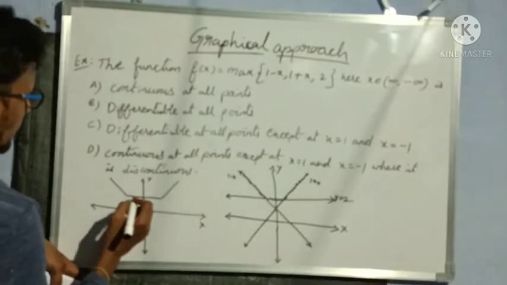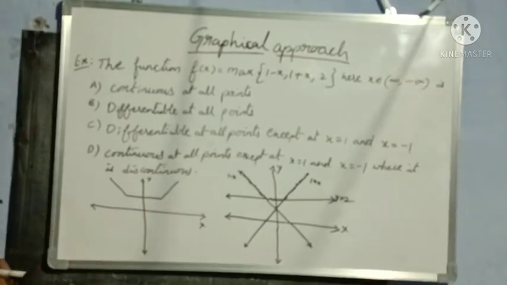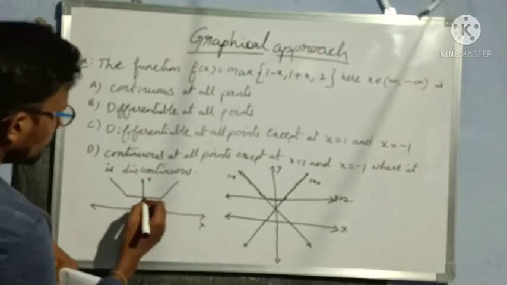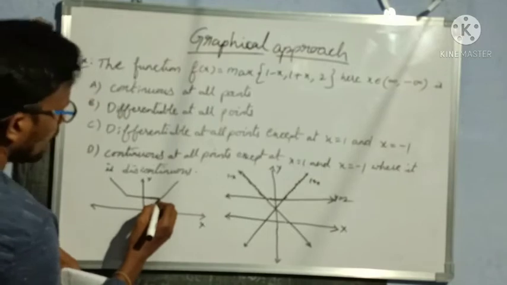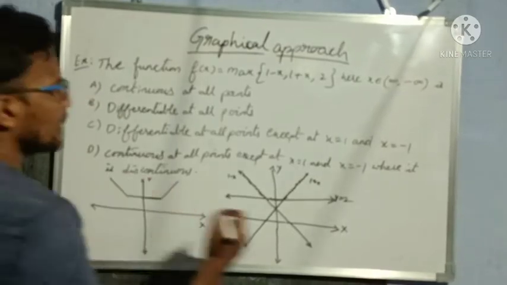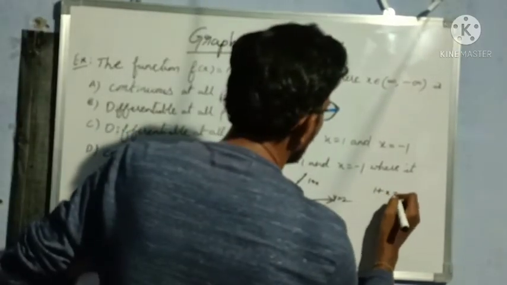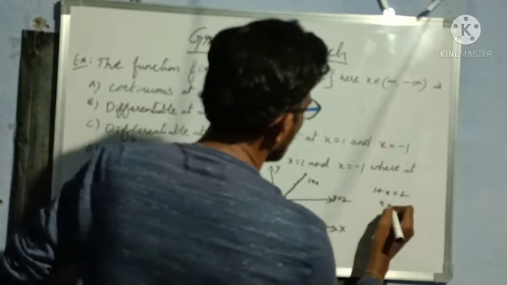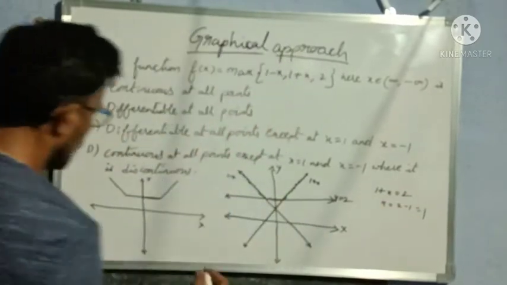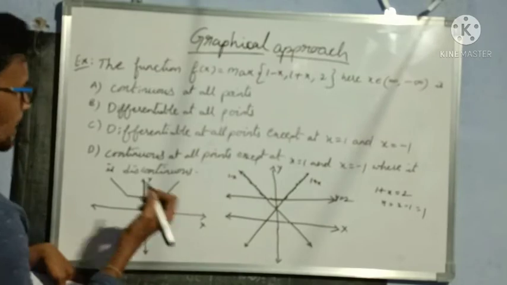Are we observing sharp corners here or not? Yes. So at what points are we observing sharp corners? What we need to do is equate the two graphs. What is this graph? y is equal to 2, and what is this graph? 1 plus x. If we equate both, what will we get? 1 plus x is equal to 2, x is equal to 2 minus 1, which is 1. So at x is equal to 1, we are getting a sharp corner.